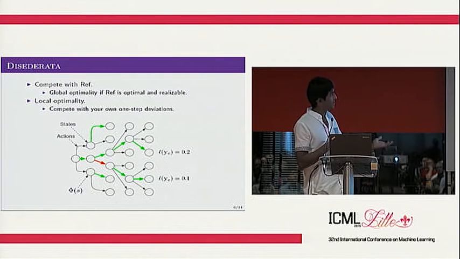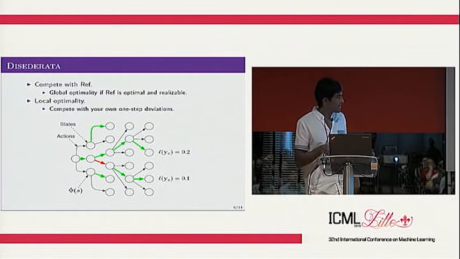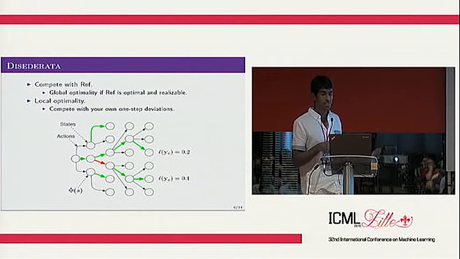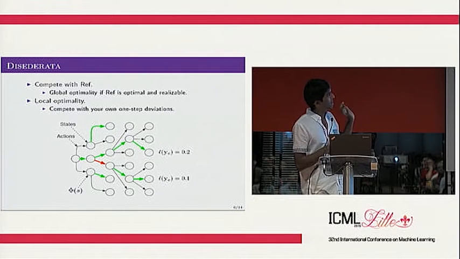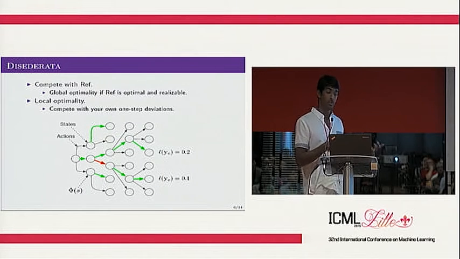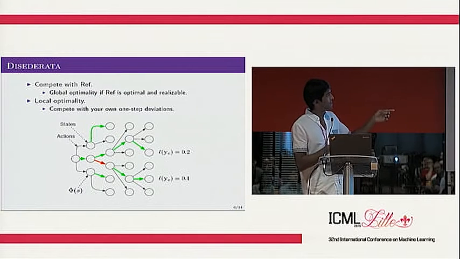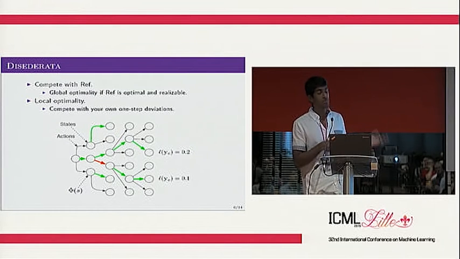And this is a definition that we introduce. It's a measure of local optimality. And the best way to describe it is through a picture. So here I'm describing all the green arrows are a policy that you learn, maybe the policy you output at the end of your learning process. And so it prescribes an action for every state.